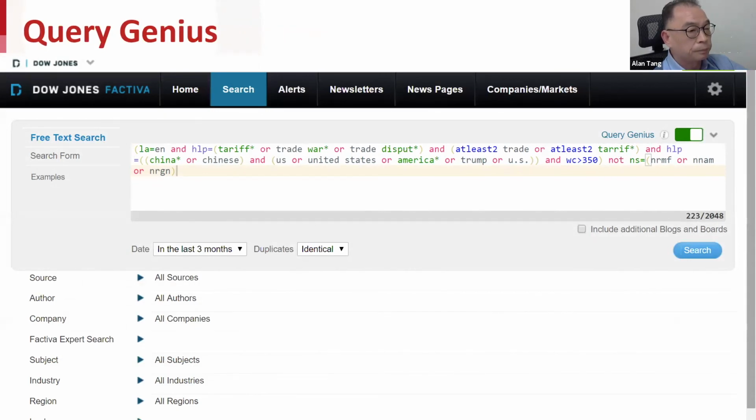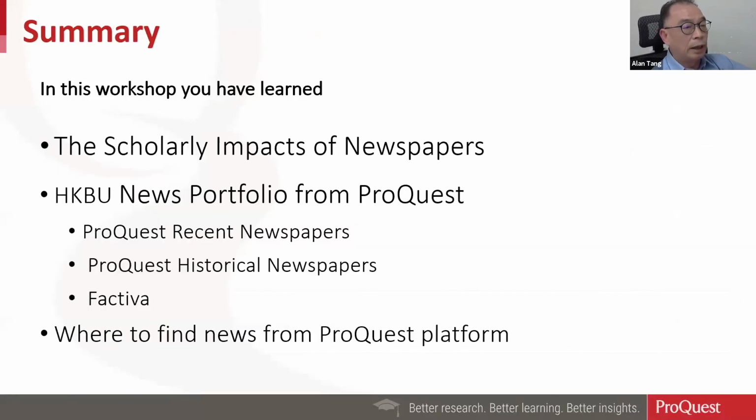Okay, in summary, in this workshop, you have learned the scholarly impact of newspapers, what the news portfolio is that BU got from ProQuest, and also the ProQuest platform where you can find news.